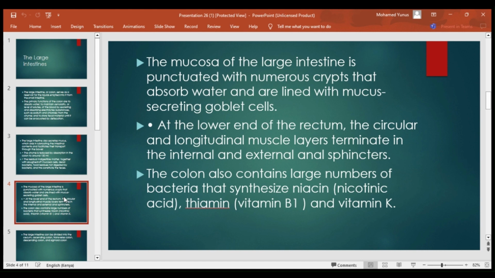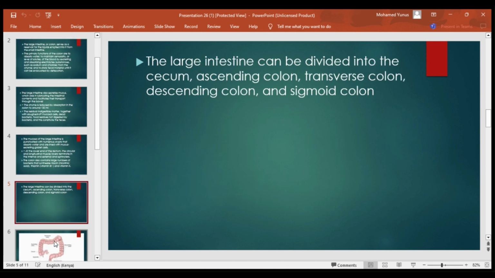You find that the mucosa of the large intestine is punctuated with numerous crypts that absorb water and are lined with mucus secreting goblet cells. At the lower end of the rectum, the circular and longitudinal muscle layer terminates in the internal and external anal sphincter. The colon also contains a large number of bacteria that synthesize niacin, also known as nicotinic acid. It also has thiamine, also known as vitamin B1, and vitamin K.